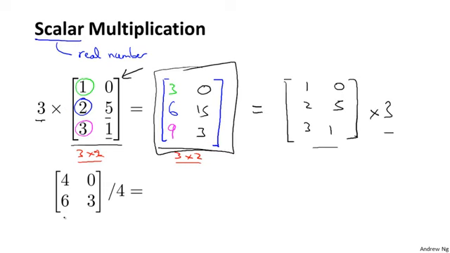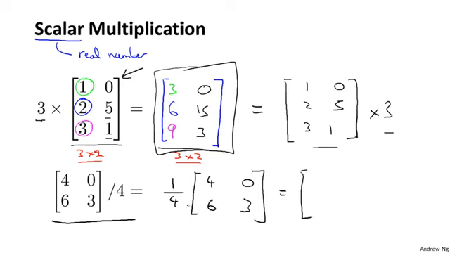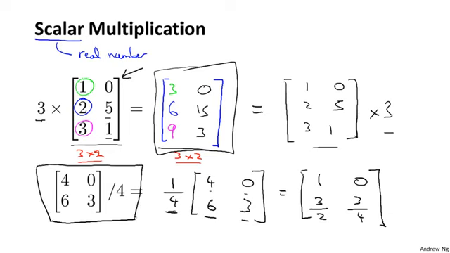You can also take a matrix and divide it by a number. Taking this matrix and dividing it by 4 is actually the same as taking the number 1/4 and multiplying it by this matrix, 4, 0, 6, 3. The result of this product is 1/4 times 4 is 1, 1/4 times 0 is 0, 1/4 times 6 is 3 halves, because 6 over 4 is 3 halves, and 1/4 times 3 is 3/4. And so that's the result of computing this matrix divided by 4.